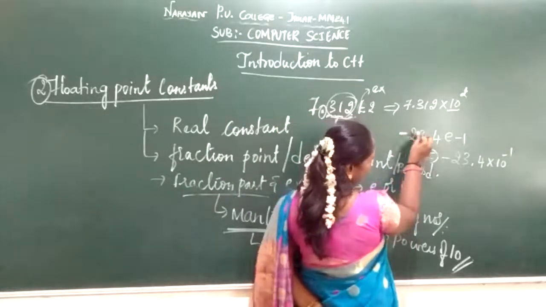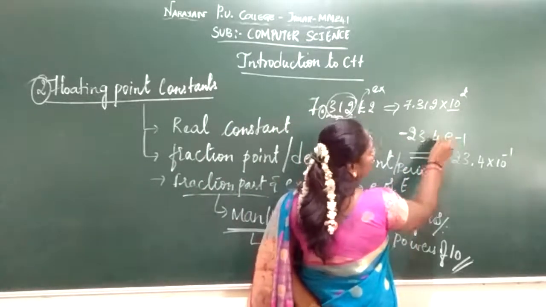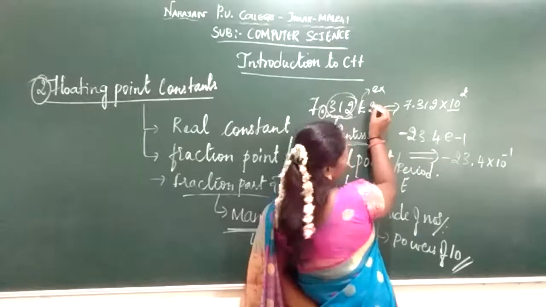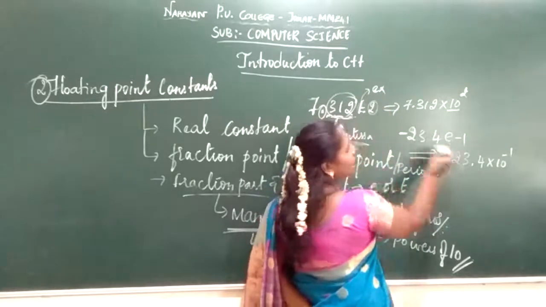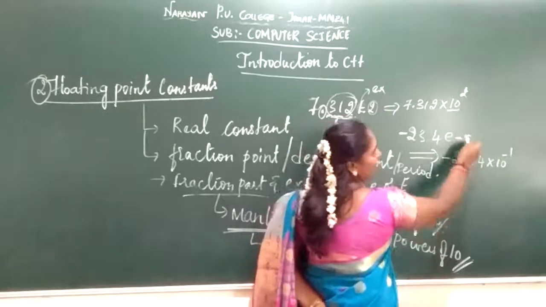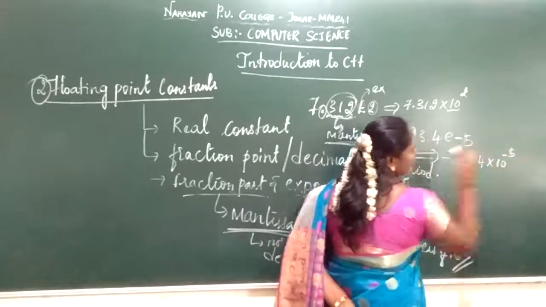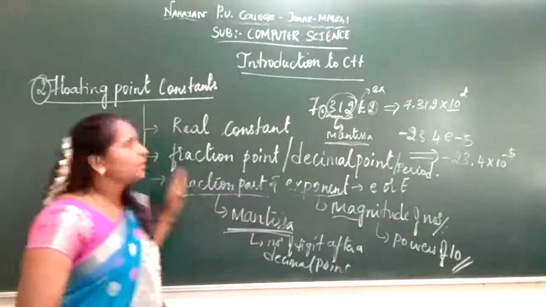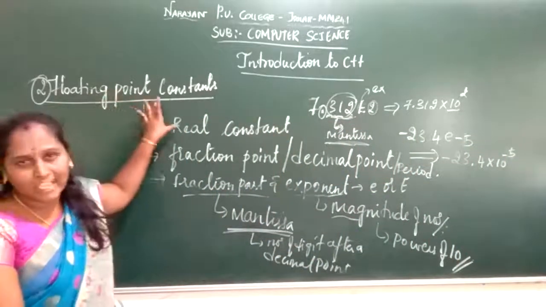You can place a minus sign, 23.4. The exponent need not be only positive; you can even have minus 1 or minus 5. So it is represented as 10 to the power of minus 5. So this is for your floating point constant.